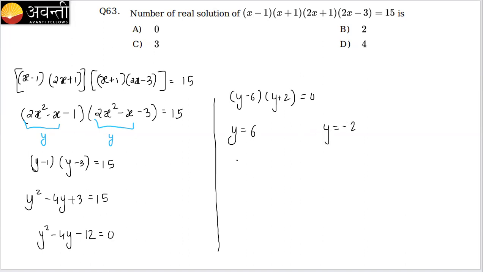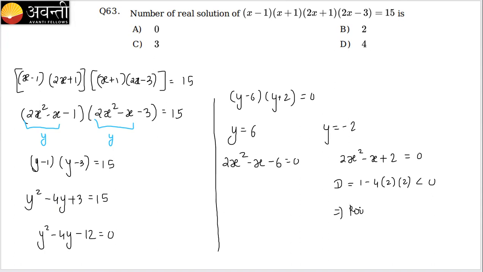What was the value of y? It was 2x square minus x. So this will become 2x square minus x minus 6 equal to 0, and this will become 2x square minus x plus 2 equal to 0. Now, if you can see here, the discriminant b square, 1 square minus 4 into 2 into 2, is less than 0, which implies roots are imaginary. What we want are the real roots. So this will not give me any real roots.